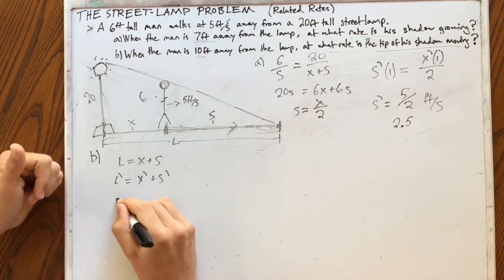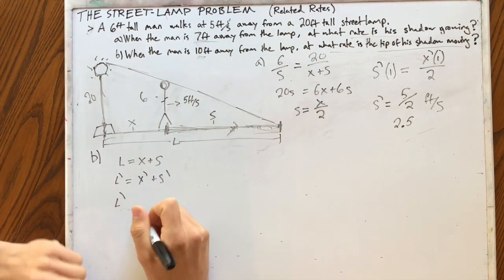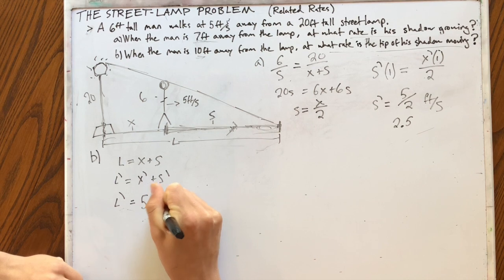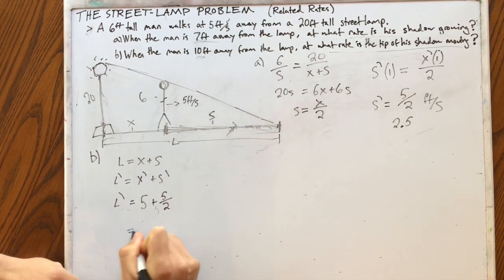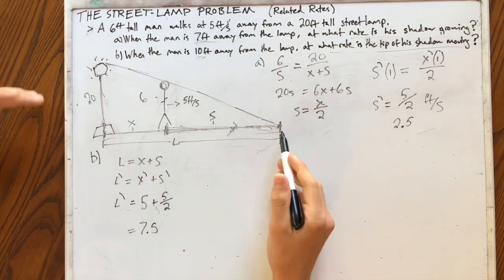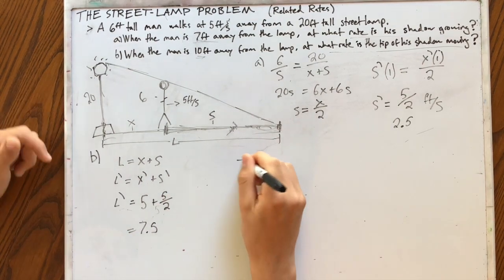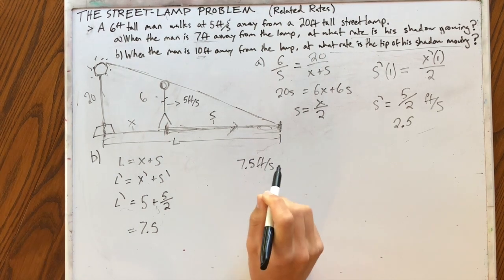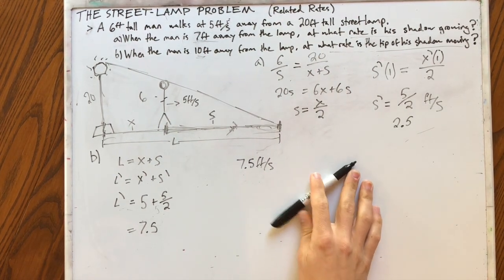So the tip of his shadow, or the full length of this diagram, the rate at which it's changing is 5 plus 5/2, which equals 7.5. So in English, the tip of his shadow is moving at a rate of 7.5 feet per second. And that's it. I hope this isn't too easy to get credit.